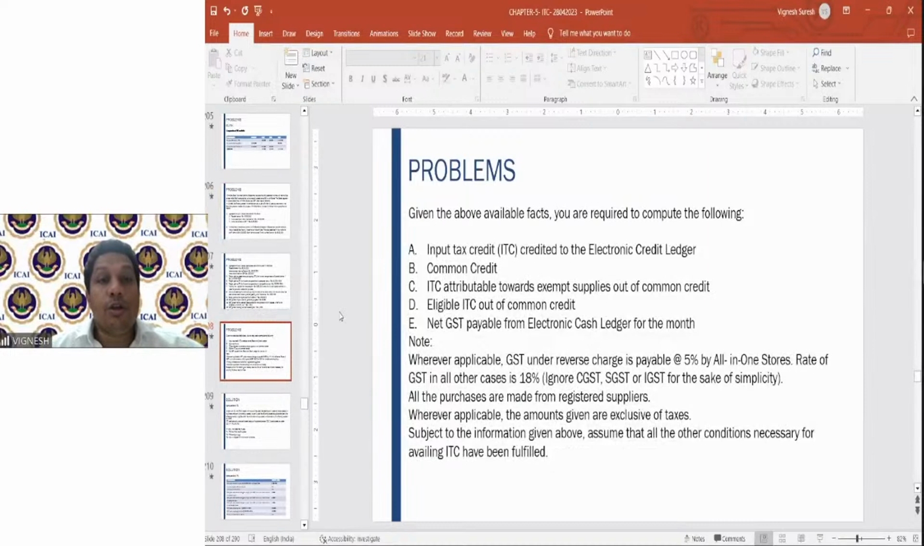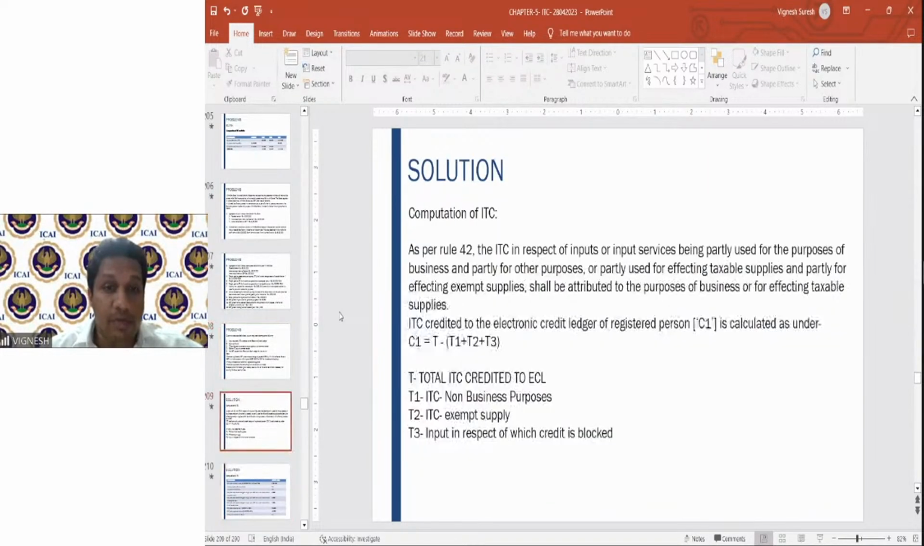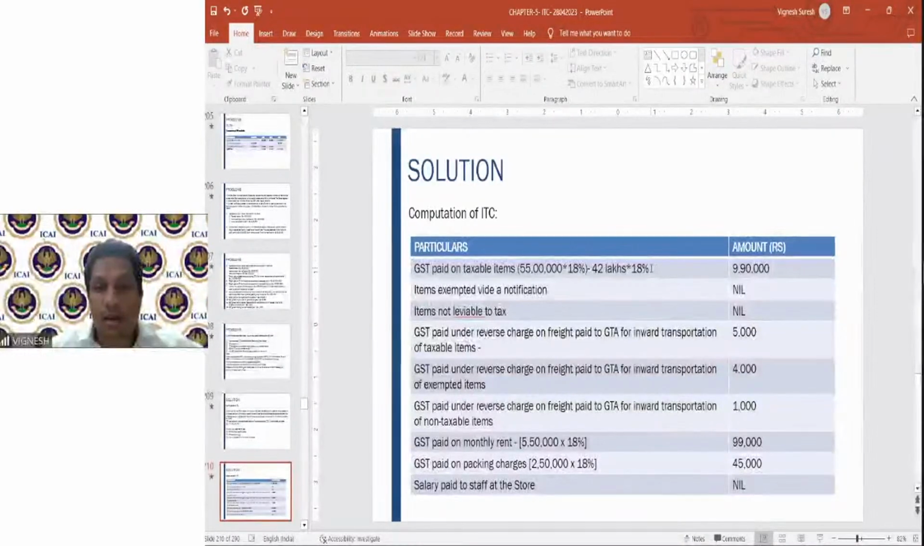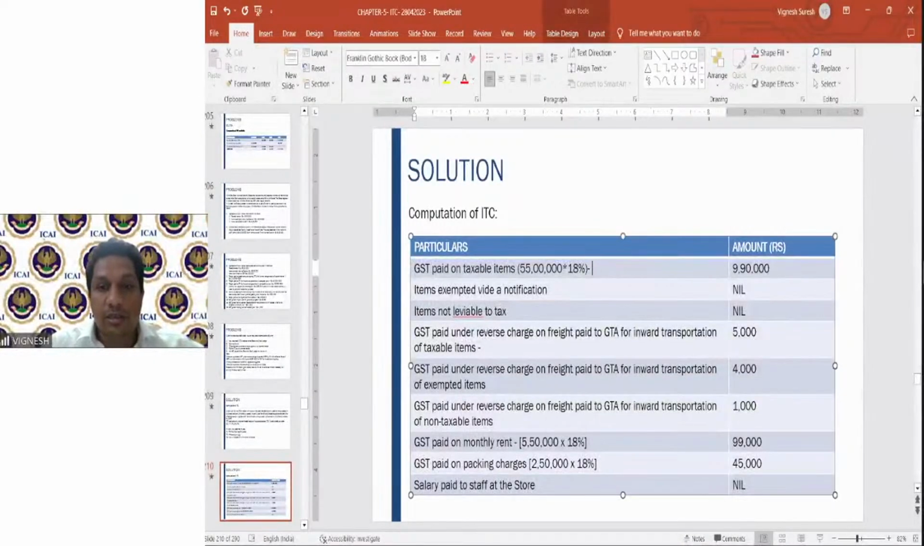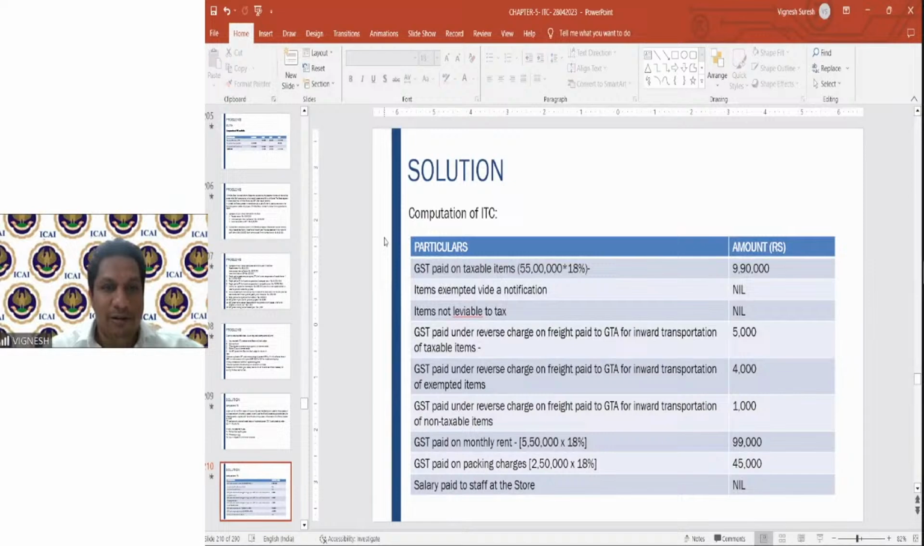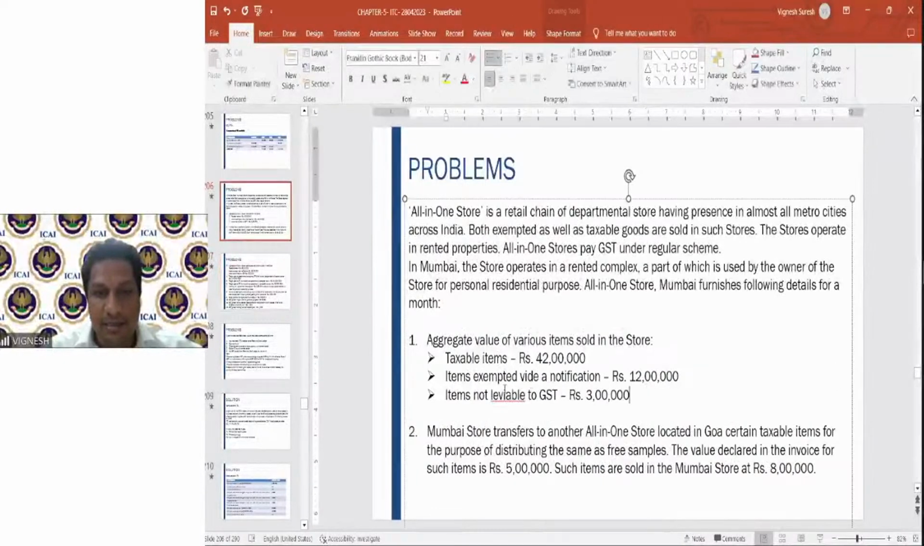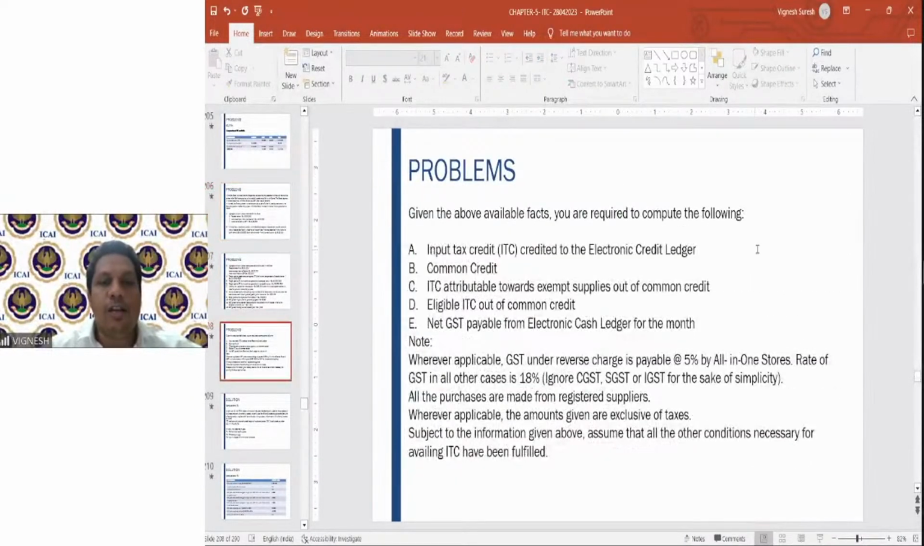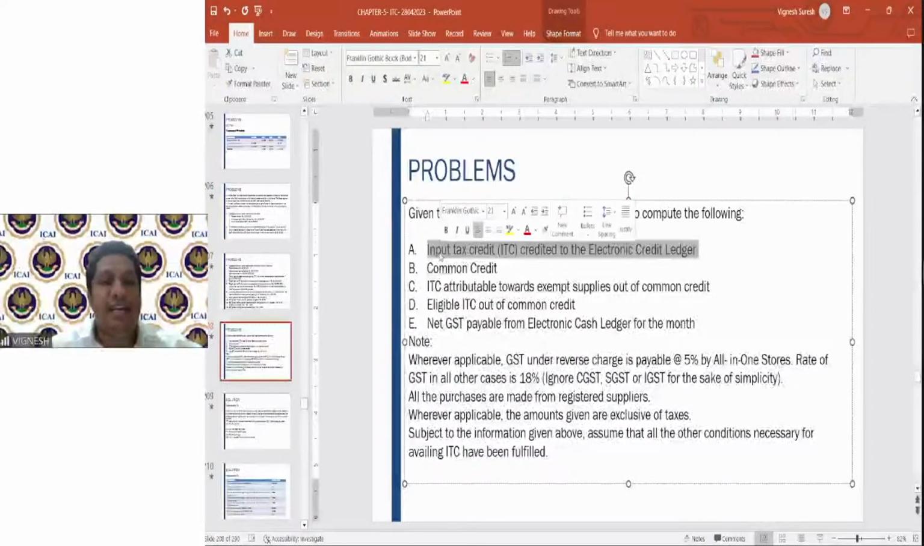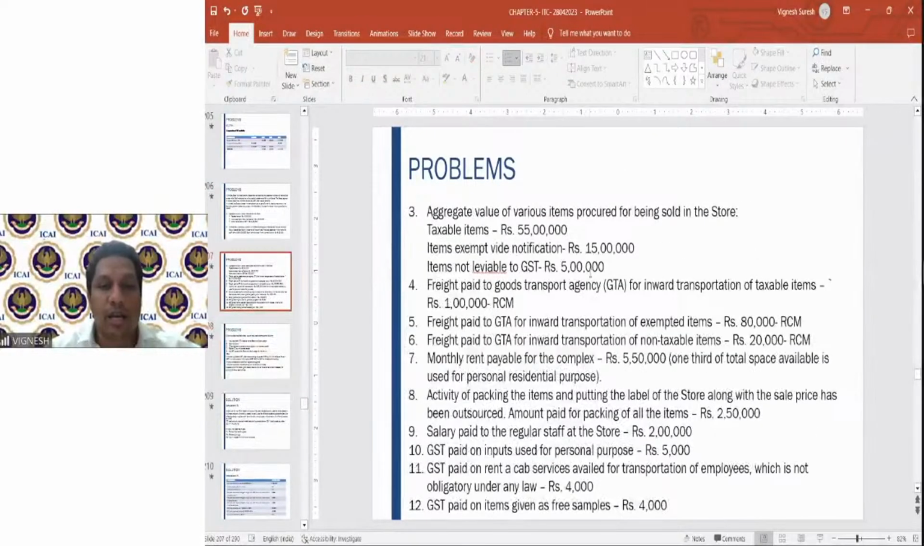Fine. So you have to see the important point for getting the outward tax liability. This is the computation of ITC. We were looking at the sales here. Please bear in mind, this one is the aggregate value of various items sold in the store. So the first question is asking about the ITC credited to the credit ledger.